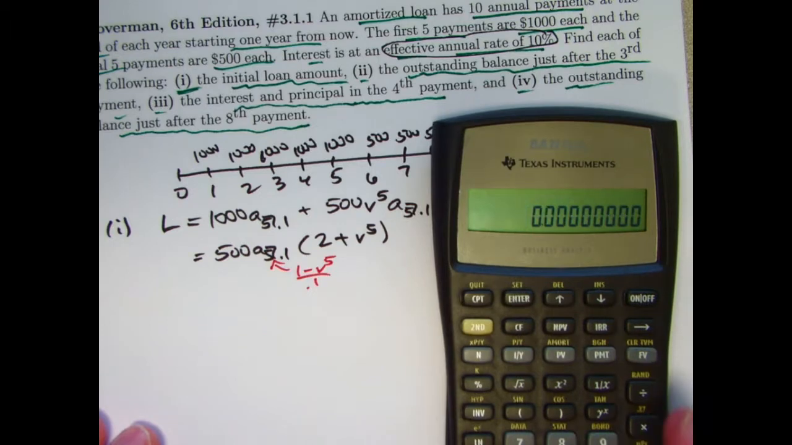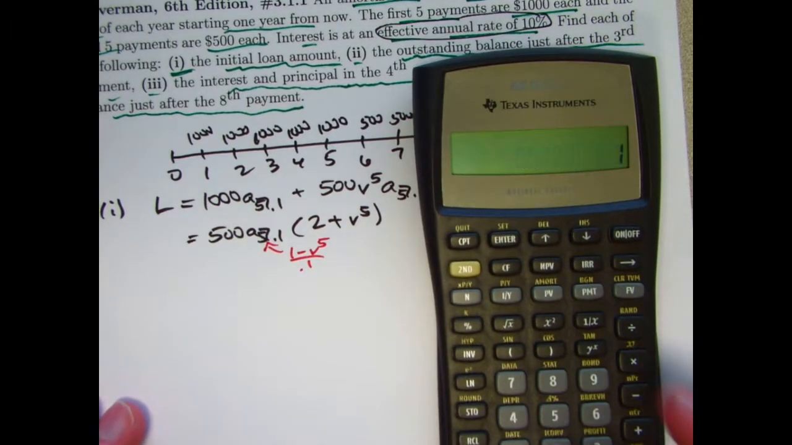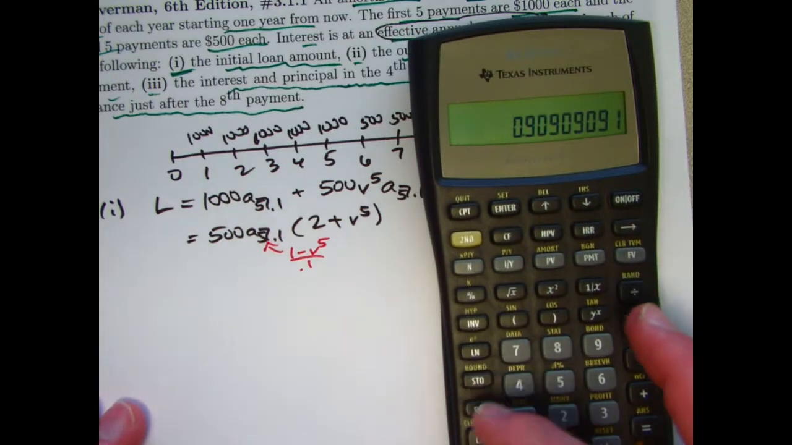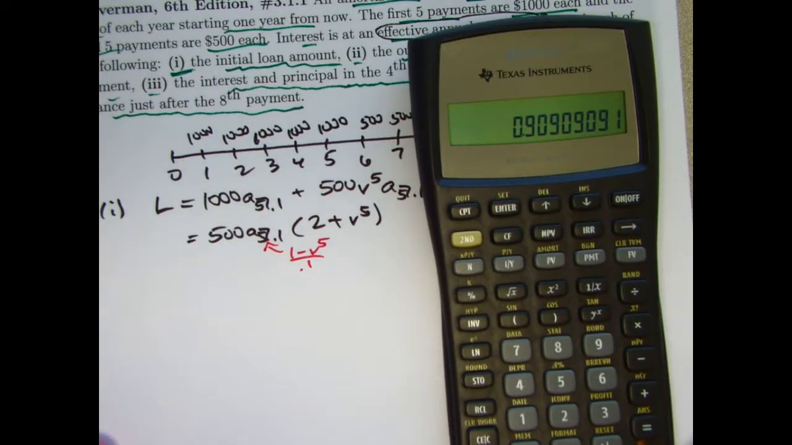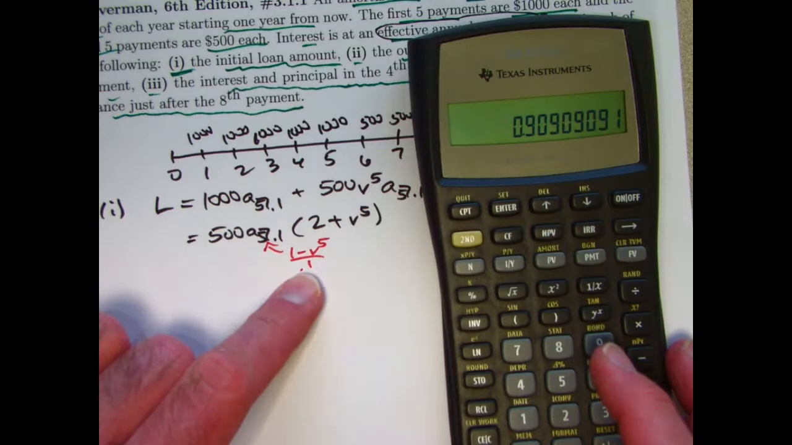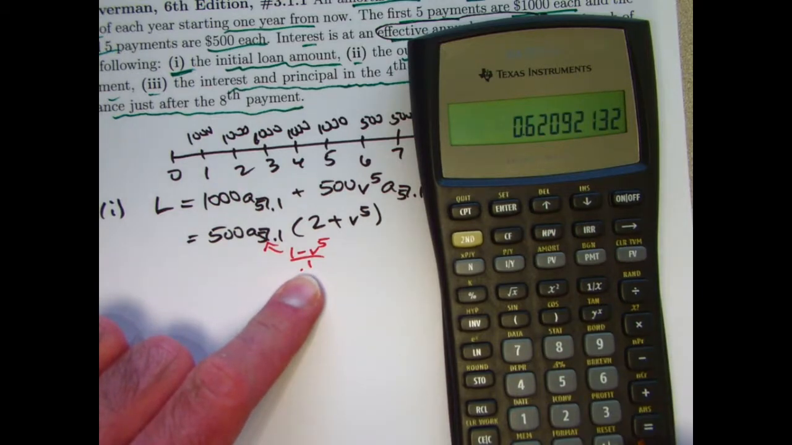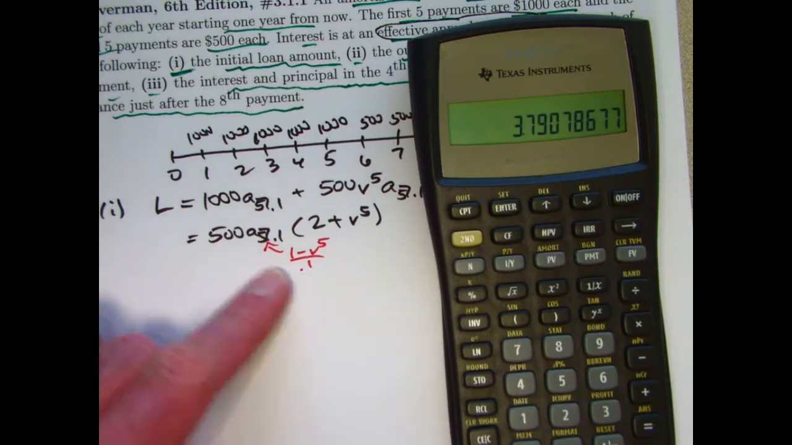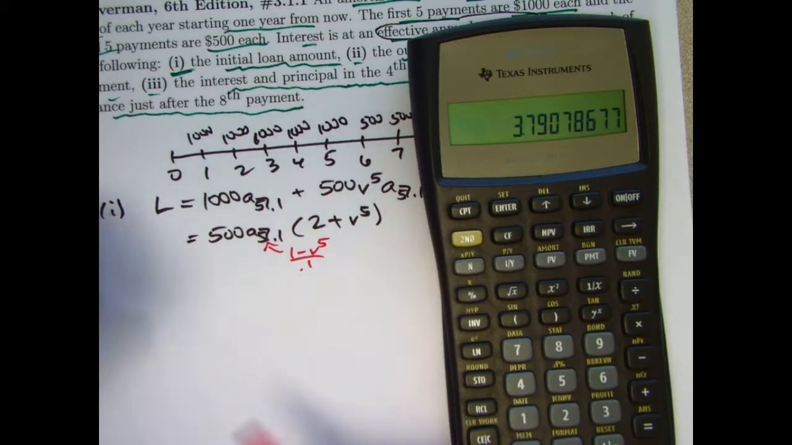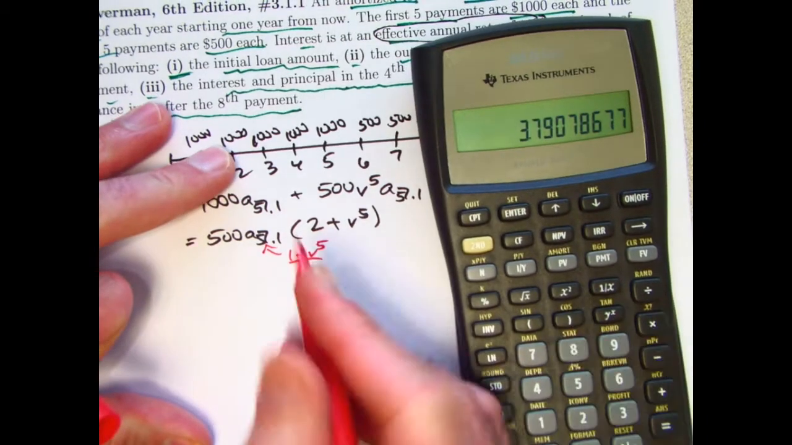Let's store the value of v in register 0. It's the reciprocal of 1.1. I'll store that in register 0. We'll need it for a few different spots here. Let's raise it to the 5th power. Subtract that from 1. Divide by 0.1. The value of a angle 5 here is 3.79 approximately.